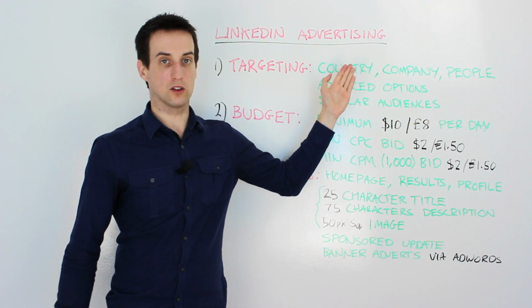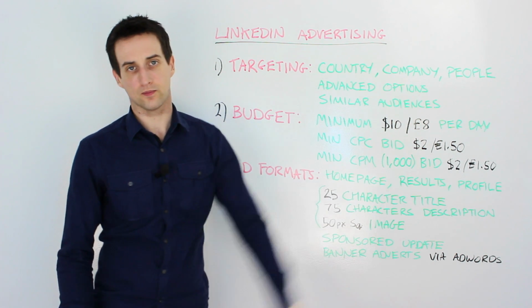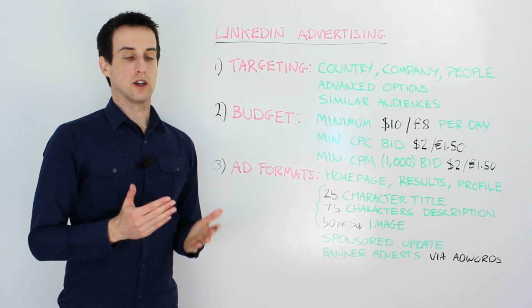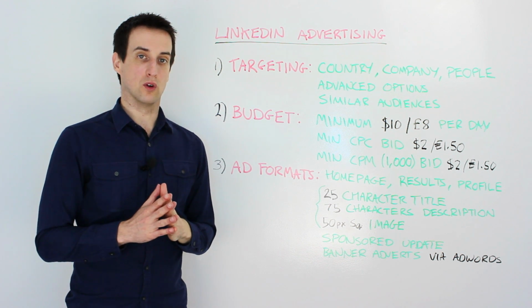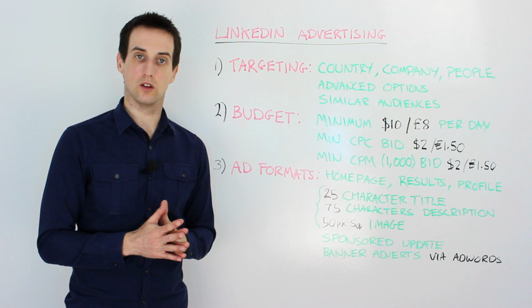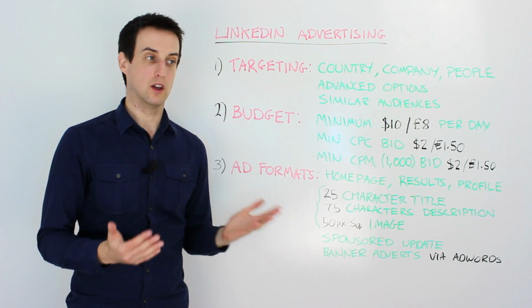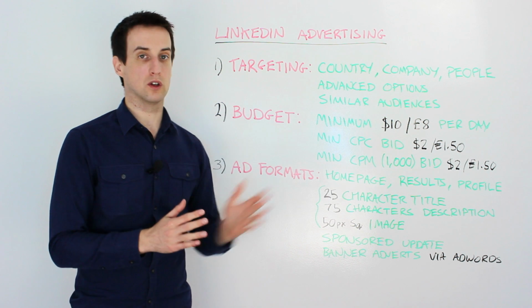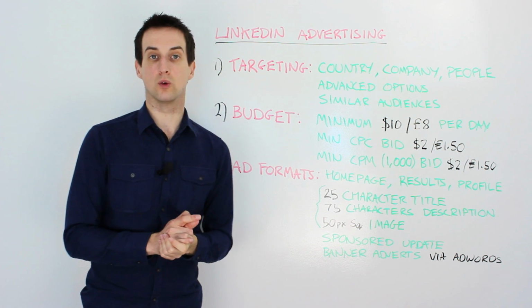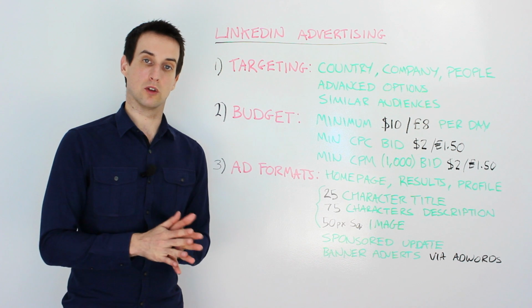Then optional targeting, so that's required, the country. Optional targeting is company and people. You can actually search specifically for the name of the company that you want to target. So if you know of somebody in your industry that you want to target through the ads on LinkedIn, then that's great, you can do that. And likewise for people as well, if there's somebody you know who works at a specific target company, you can search for their name and add them to the list.